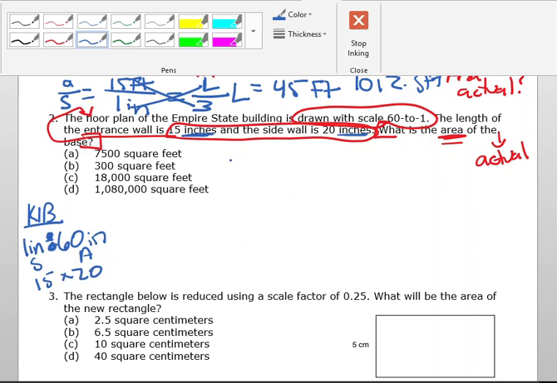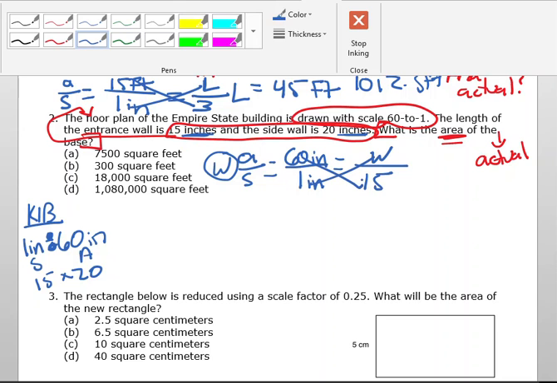So I'm going to find the width first. So I'll do actual over scale. And I just have the W here to know that that's what I'm doing, is equal to, okay, actual is 60 inches over 1 inch, which is equal to the actual is W over 15. All right, so I'm going to have to do 60 times 15 to find out the actual width, and I get 900 inches.